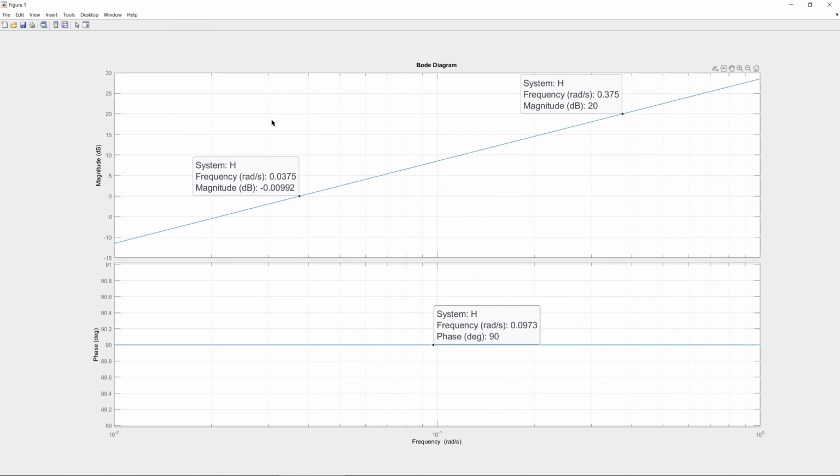So the unity gain frequency you can check. We have checked the slope in the magnitude, and the phase is always 90 degrees. And that's a confirmation in the frequency response on the Bode diagram that this system transfer function is correct. So that was this example of a pure differentiator.